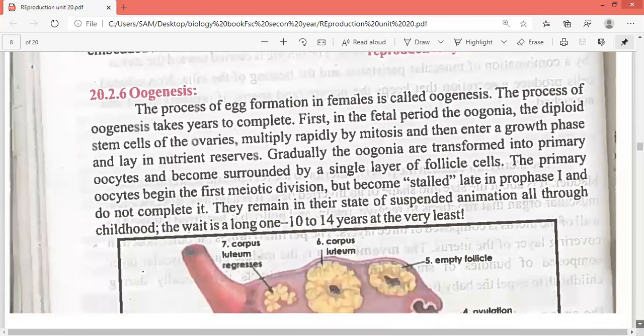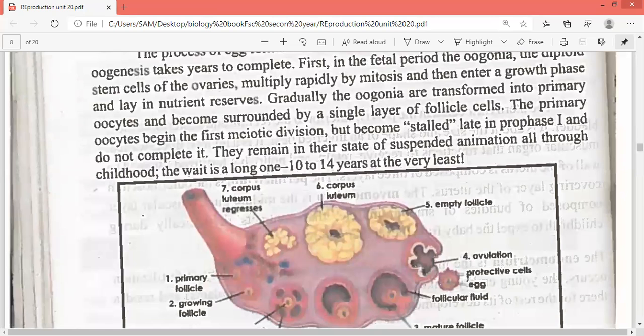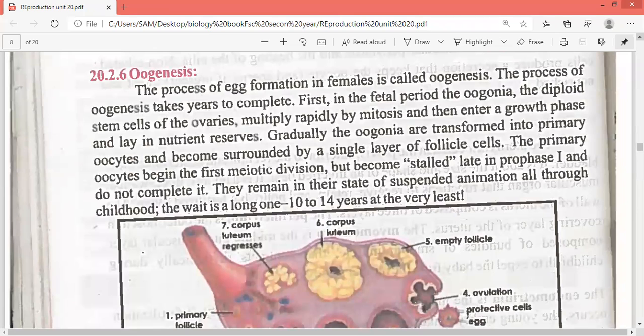Now the process of oogenesis. What is oogenesis? Like spermatogenesis, which is part of the male reproductive system, oogenesis is part of the female reproductive system. The process of egg formation in the female is called oogenesis. Mark it down. The process of oogenesis takes years to complete. First, in the fetal period, the oogonia, the diploid stem cells of the ovaries, multiply rapidly by mitosis.